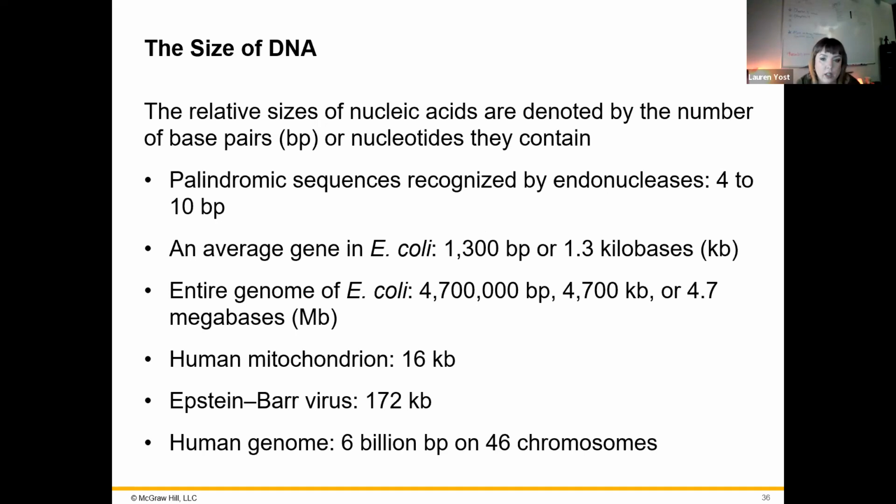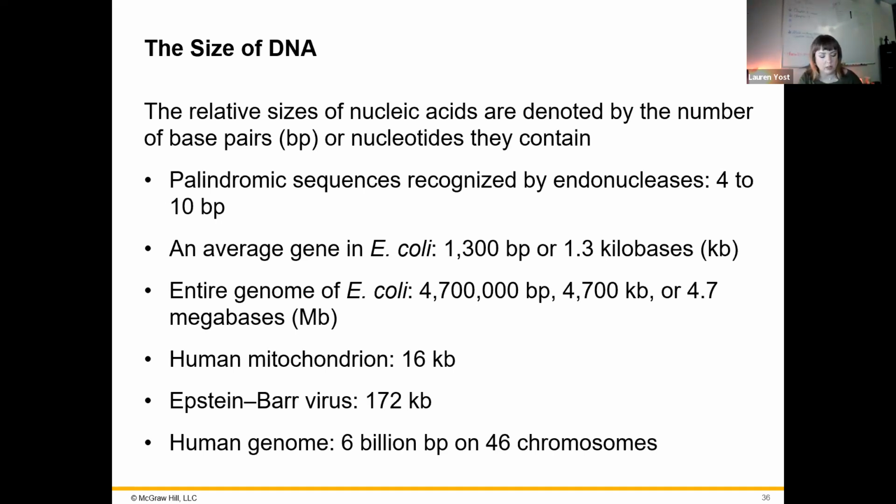Right, so it's important to understand the sizes of DNA, and basically what I want you guys to know is that we can talk about it in megabases, kilobases, and just base pairs, right? A BP or base pair is one single nucleotide pair. Palindromic sequences are going to be 4 to 10 base pair long sequences. The average gene of E. coli is typically 1,000 base pairs. This would also be a kilobase, so you know what that means. And a megabase would be 1 million bases, okay?